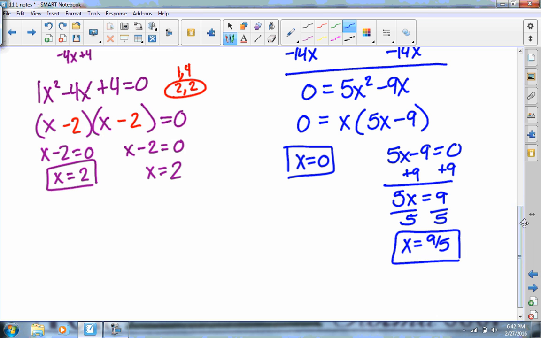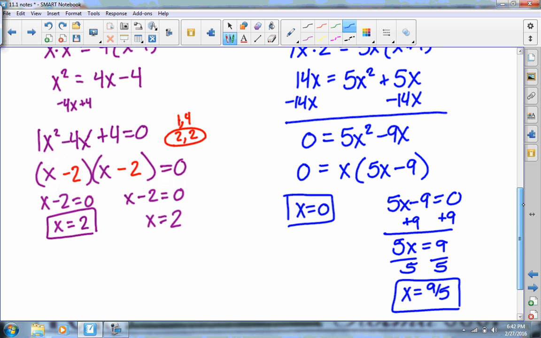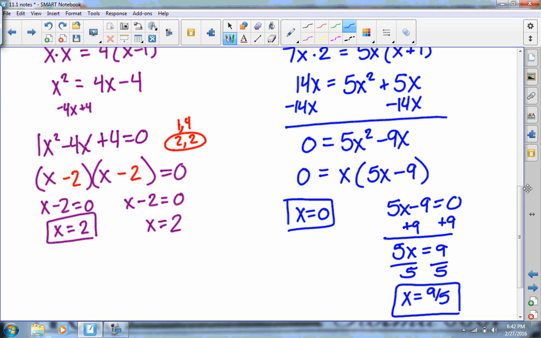So again, I have a fraction for an answer, and I have 0 for an answer, but that's okay. Those are acceptable numbers. 0 is a number, 9/5 is a number. Again, you can write this as an improper fraction. Just make sure it's reduced all the way. If you wanted to write it as a decimal, you could, but 9/5 is a little more precise, and then it saves you the step of having to actually divide it out as a decimal.